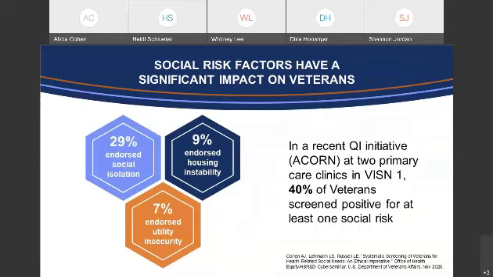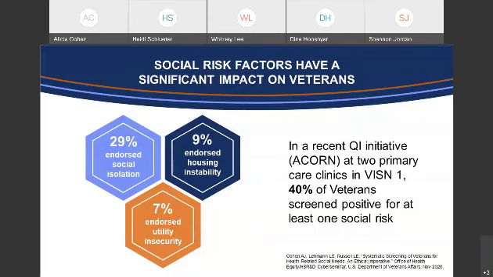So in a recent QI initiative that we will be talking about a bit later in the session, the QI initiative ACORN, a pilot at 2 primary care clinics in Vision 1, 40% of veterans screened positive for at least one social risk. 29% screened positive for social isolation, and these numbers were actually pre-COVID, so the social isolation and actually all of the numbers have gone up since then.